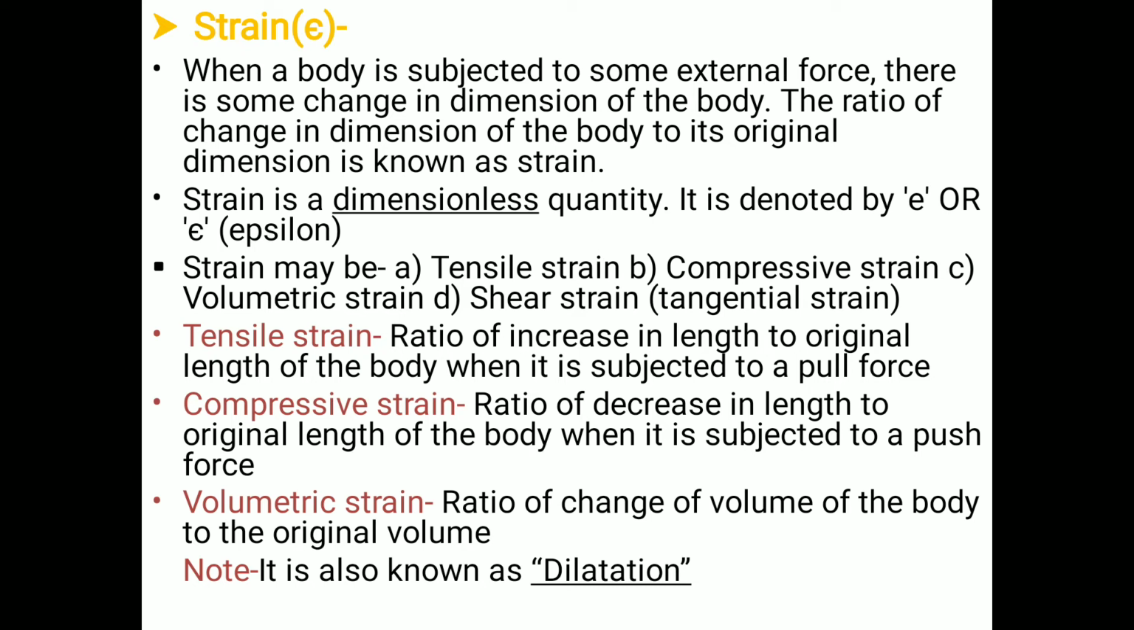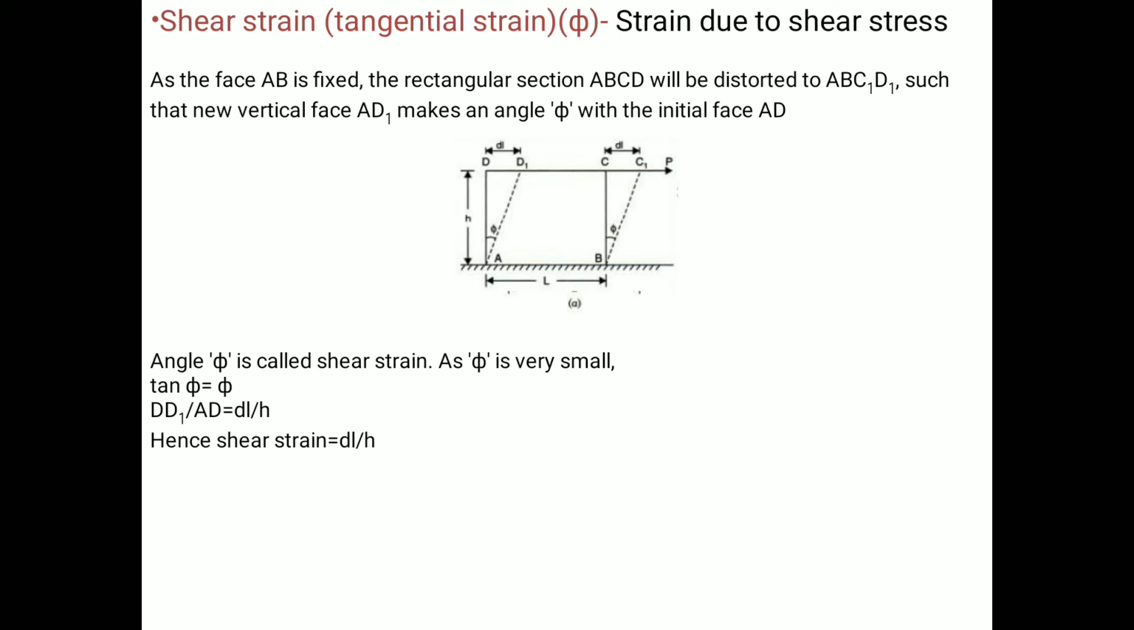Now we will discuss shear strain or tangential strain in detail. Shear strain or tangential strain is denoted by the letter phi. It is due to the effect of shear stress. Shear strain is the measure of small distortion of the block caused by the shear force.